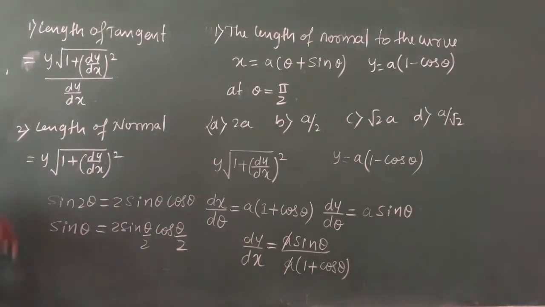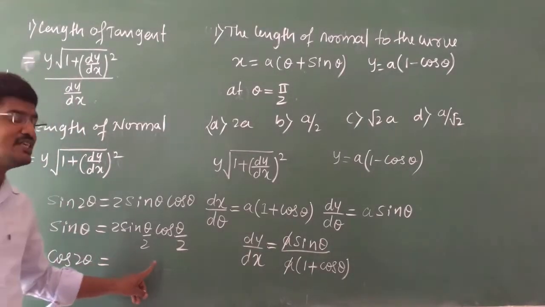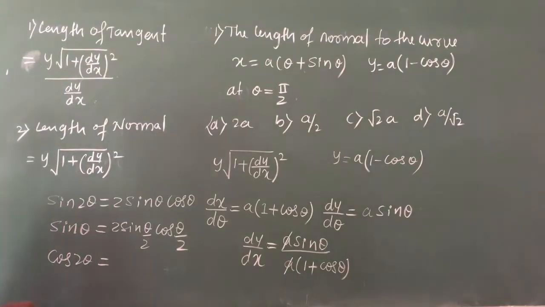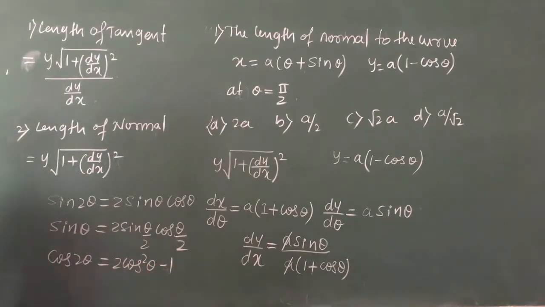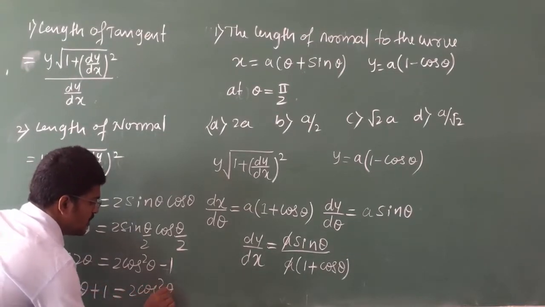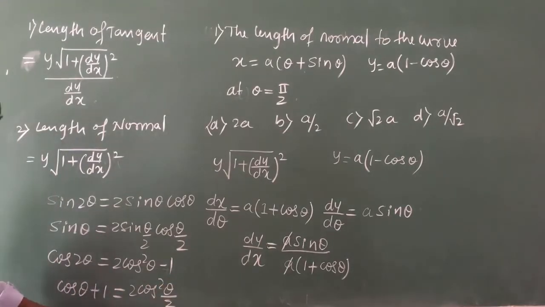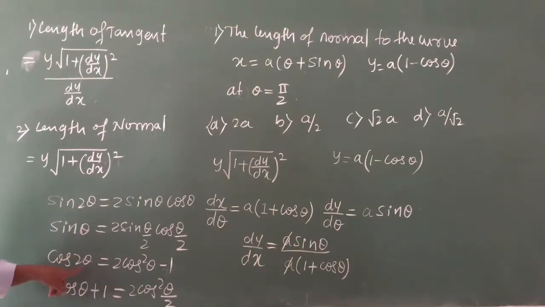So for that you need the half angle formula of cos 2 theta. So what is the half angle formula of cos 2 theta? 2 cos square theta minus 1. Another one is 2 sin square theta minus 1. Clear? So for that reason we have 2 cos square theta minus 1. The half angle formula will be cos theta plus 1 equal to 2 cos square theta by 2. So directly I have written the half angle formula of cos theta plus 1, because if you take minus 1 on this side, it will be cos theta plus 1 equal to 2 cos square theta by 2.